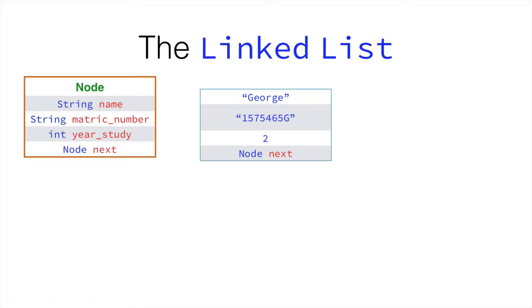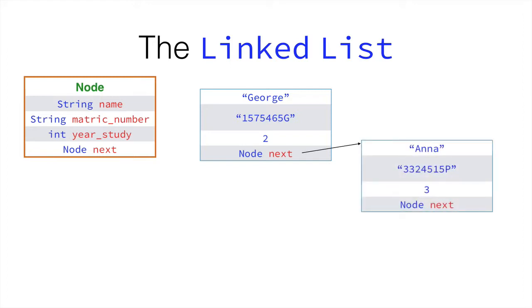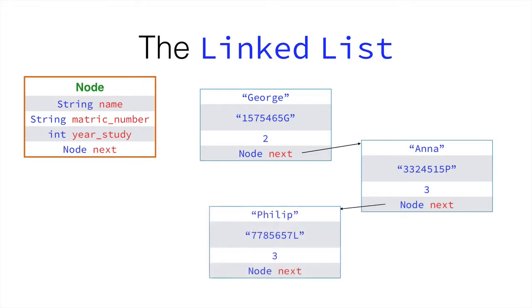So we'd have something like this. One node that is George and has that matriculation number and is in second year. And then it has a next node that points to Anna. So Anna is the next node of George. And Anna's next node is Philip. So as you can see, we only need a reference to the first node, which is George, and then we can go to all the other nodes by just following the list. Finally, Philip's next node is not another node, it is null. Null in Java is a keyword that means nothing. So here, because Philip is the end of the list, the next node is null.